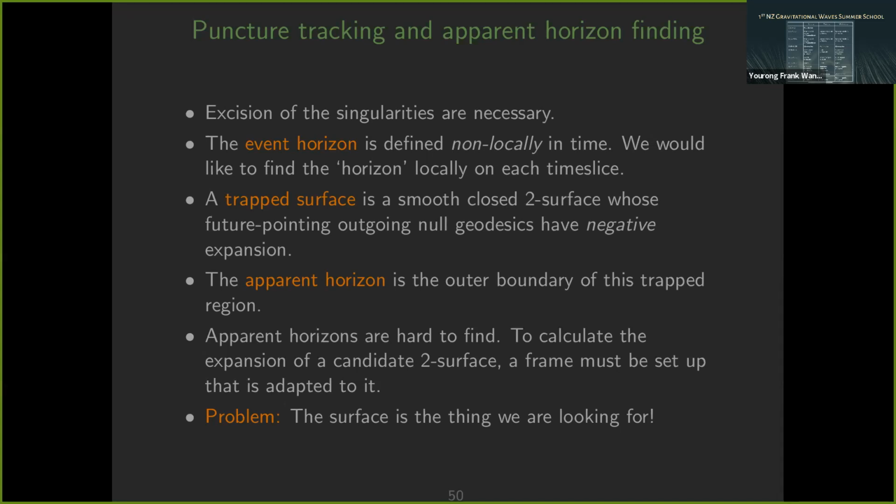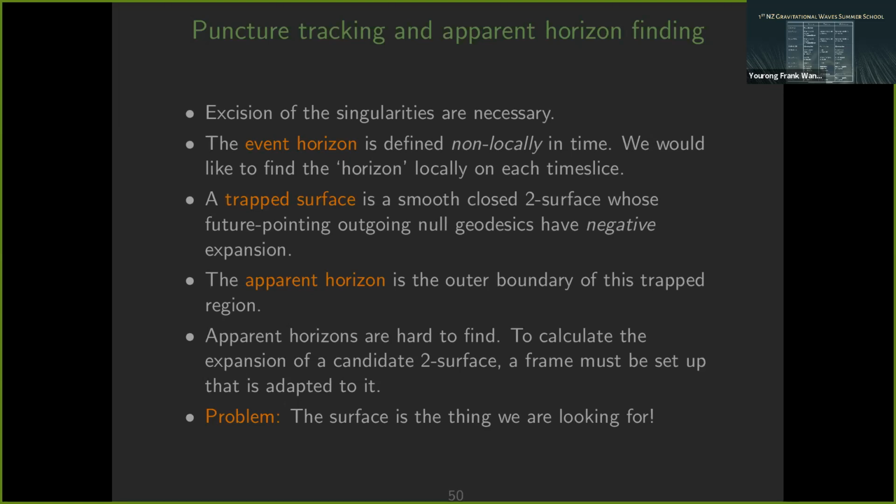So there's multiple trapped surfaces, of course, and this would form a region, the trapped region inside the black hole. And the apparent horizon is just the outer boundary of this region. So these apparent horizons are hard to find because in order to compute the expansion, or if you know anything about the Newman-Penrose formalism, the divergence, it's commonly denoted by rho.